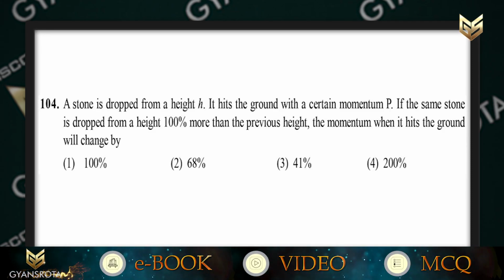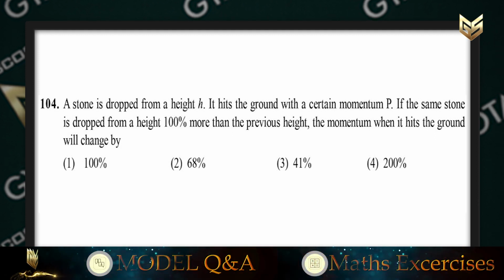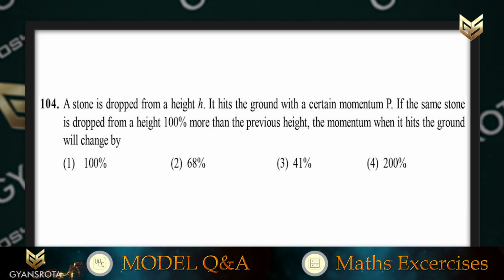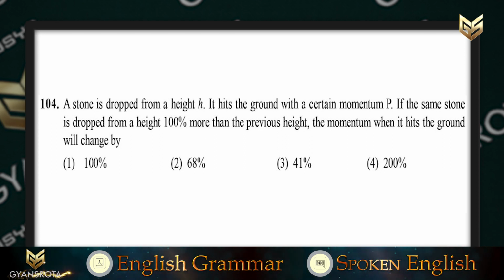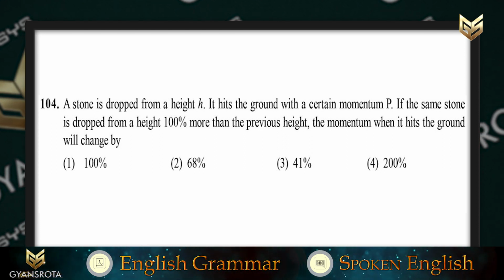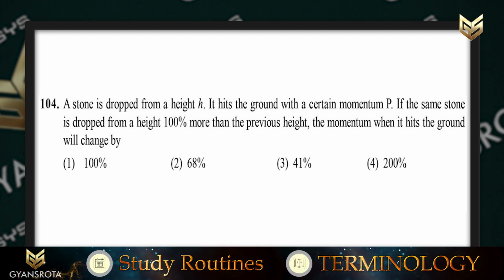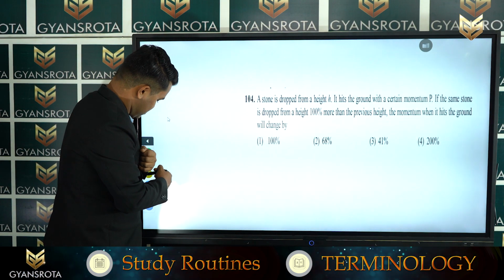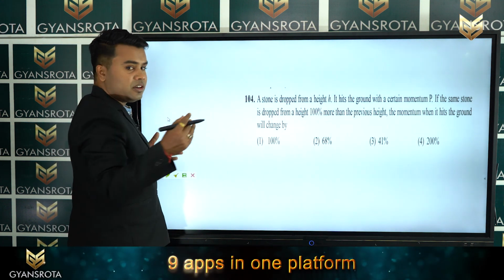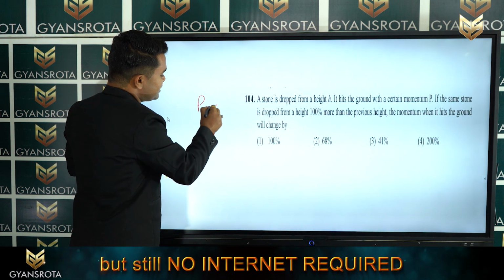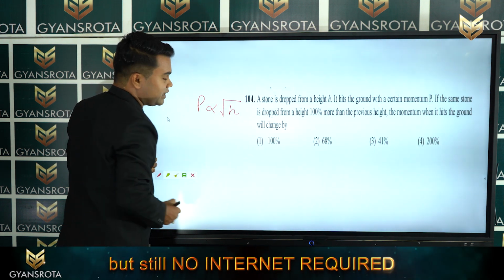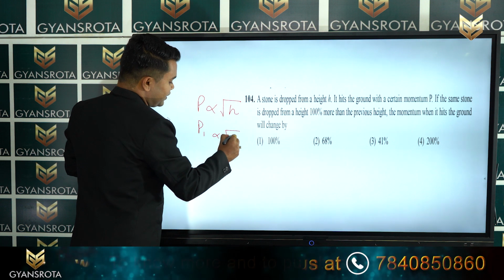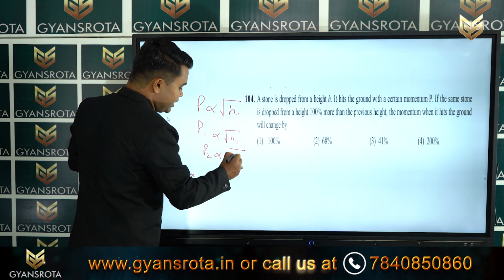A stone is dropped from a height h. If it hits the ground with a certain momentum p, and the same stone is dropped from a height 100% more than the previous height, meaning if the previous height was h, then the new height will be twice of h. The momentum when it hits the ground will change by how much? So as we know, this is a common question with general knowledge of physics, you can solve this one. Momentum is directly proportional to the root over of height h. So if I take P1, it will be root over of h1. If I take P2, it will be root over of h2.